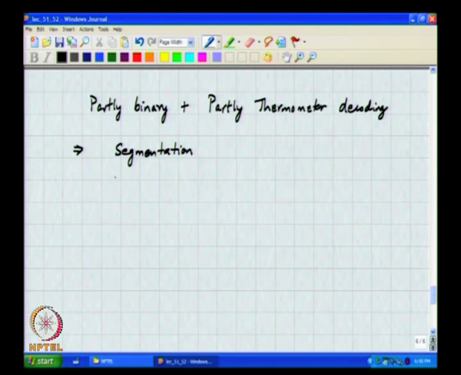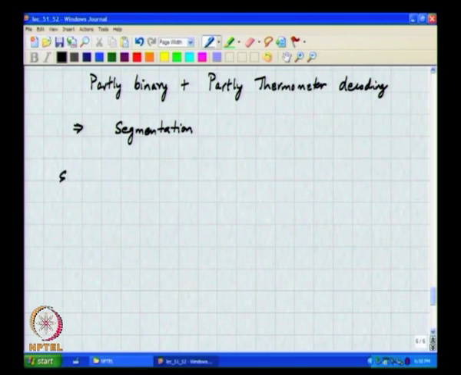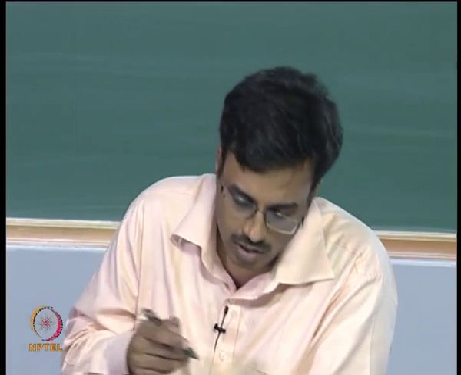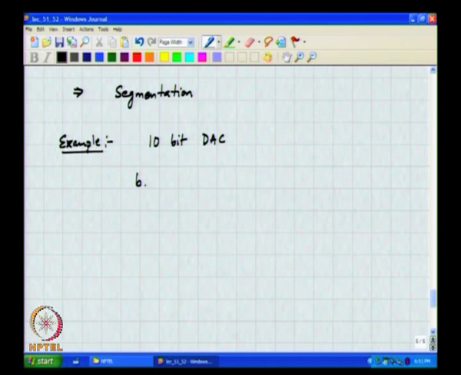All right. So, as an example, let us take a 10-bit DAC and say I am going to segment it such that half of it is binary and half of it is thermometer. So, let us say B9 through B5, or rather B5 will be decoded one way and B4 through B0 decoded in another way.